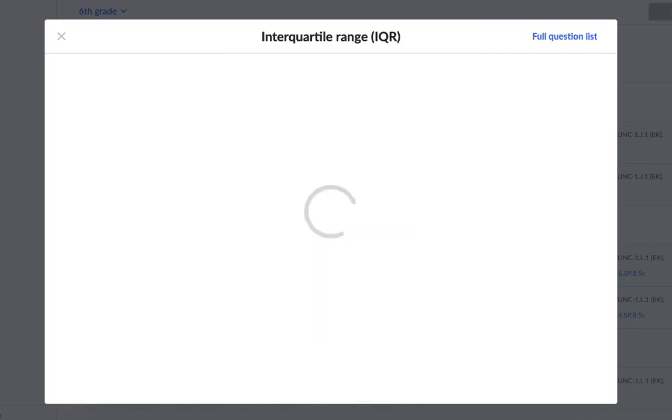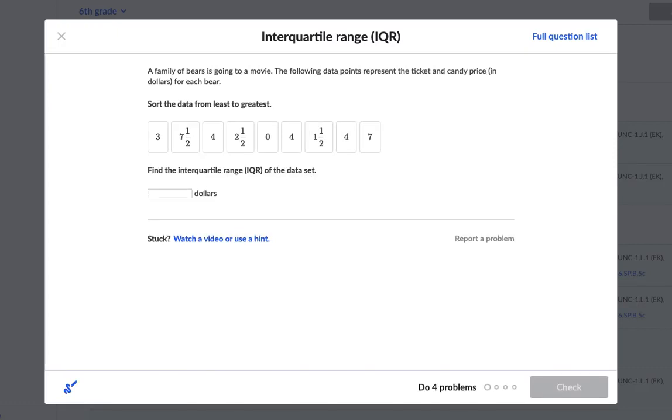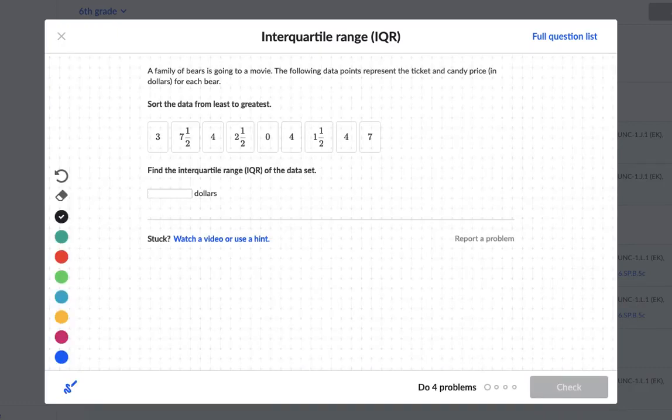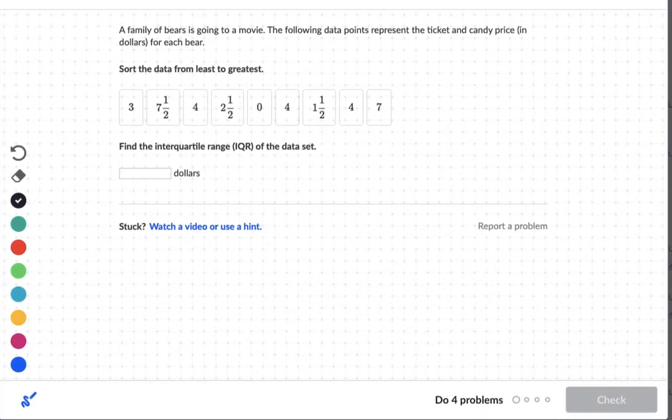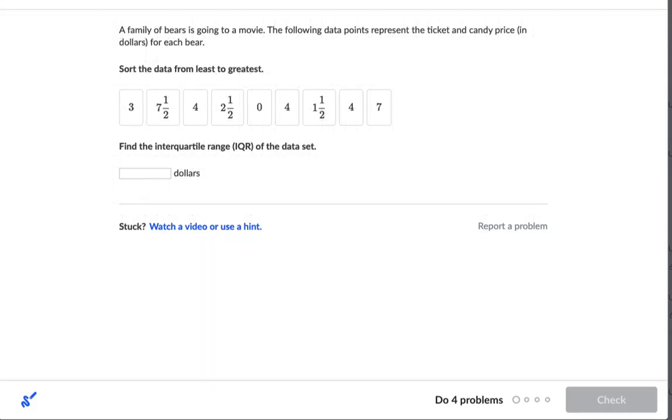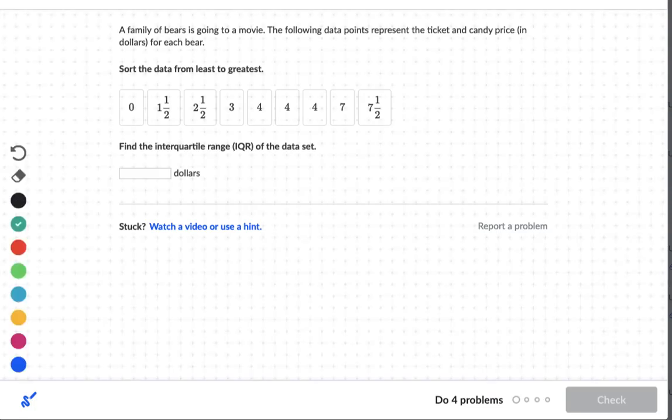Let's try it again with a different problem. All right, I love this because they are giving me cards to kind of sort through it, but I kind of don't like it because the last one gave it to me in order. So first step here is I got to put it in order, and then I'll figure out my interquartile range from there. So let's see, 0, then 1, then the number with 2, 3, these 4s need to be moved back, and 7 goes in front of 7 and a half. So 0, 1 and a half, 2 and a half, 3, 4, 4, 4, 7, and 7 and a half. That's going from least to greatest now.